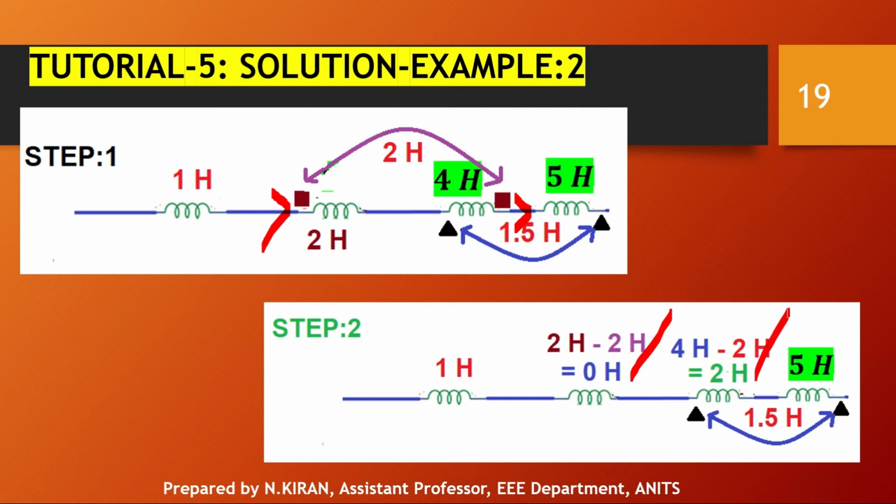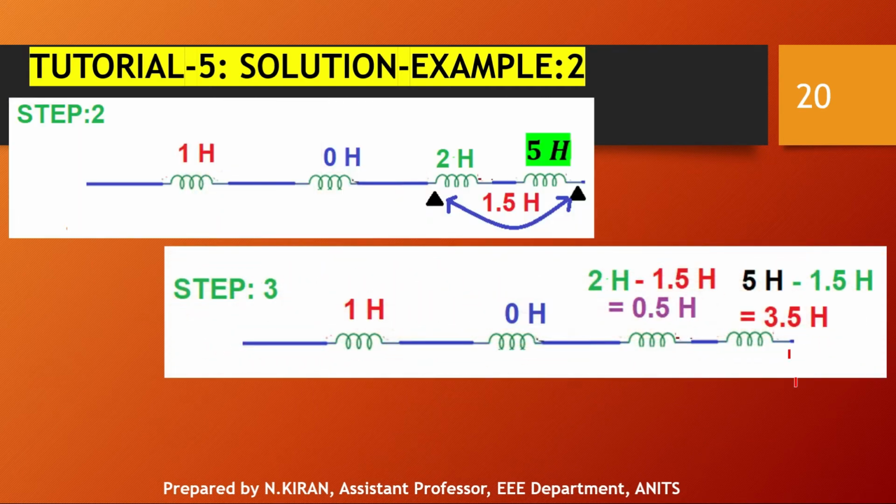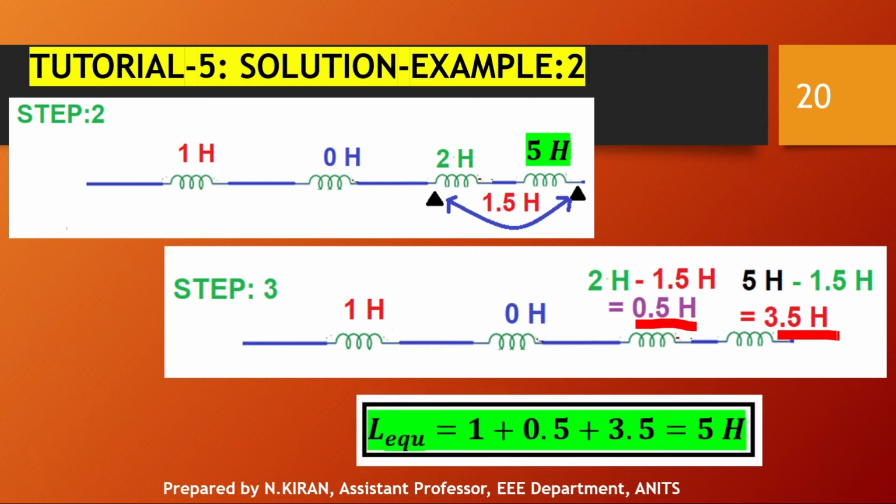So I'll be left with only one more coupling. Here current is entering the dot, here current is leaving the dot. So again it is a series opposing. After subtracting I'll get 0.5 Henry in the third coil and 3.5 Henry in the fourth coil. So after eliminating all the couplings, just add the self-inductances of the 4 coils, which will give me in this case 5 Henry.